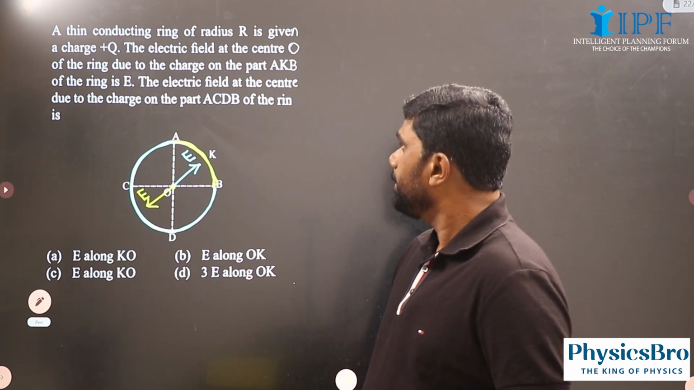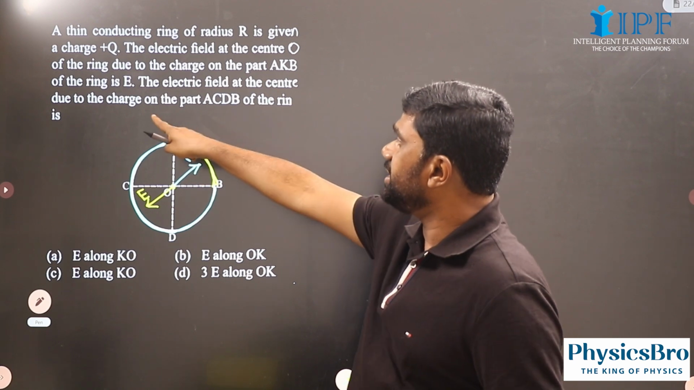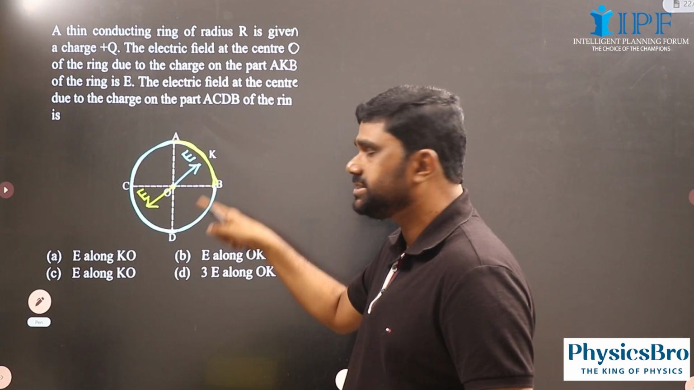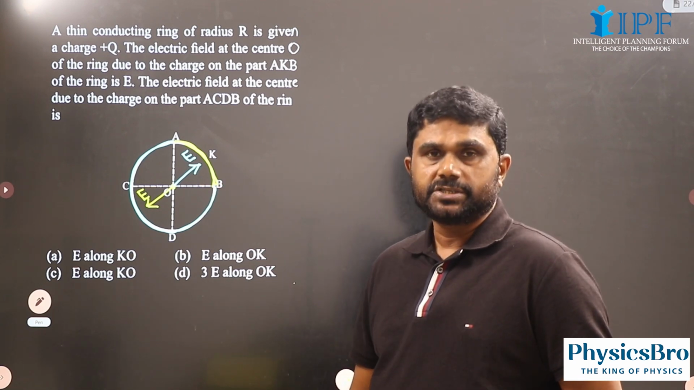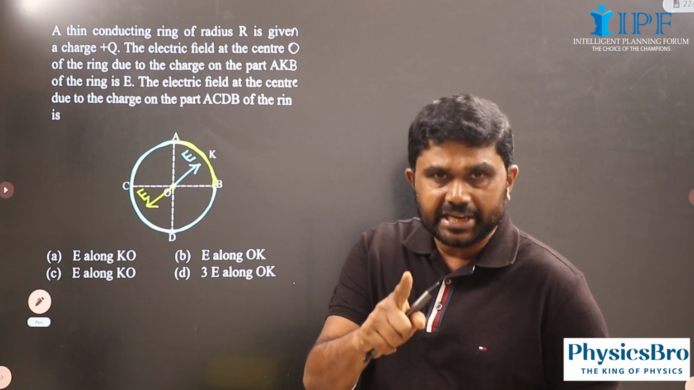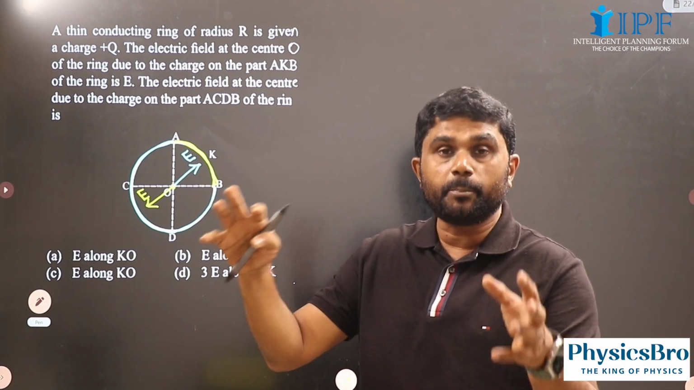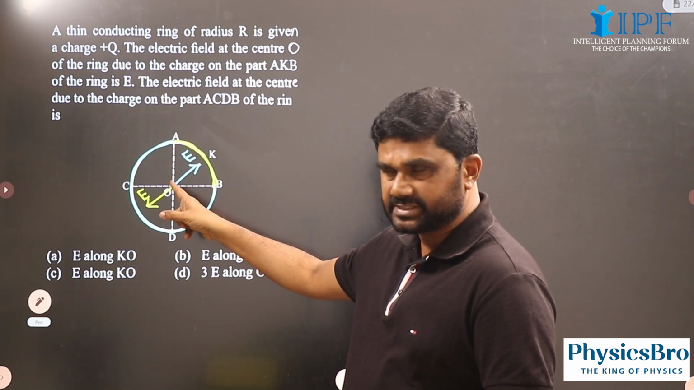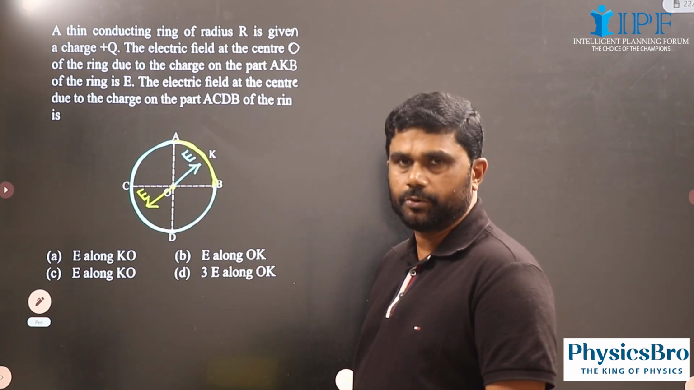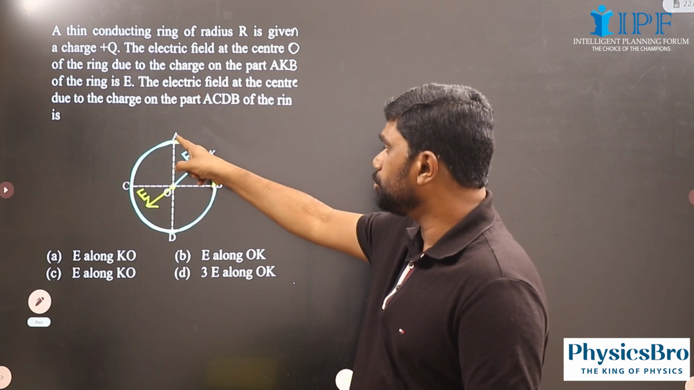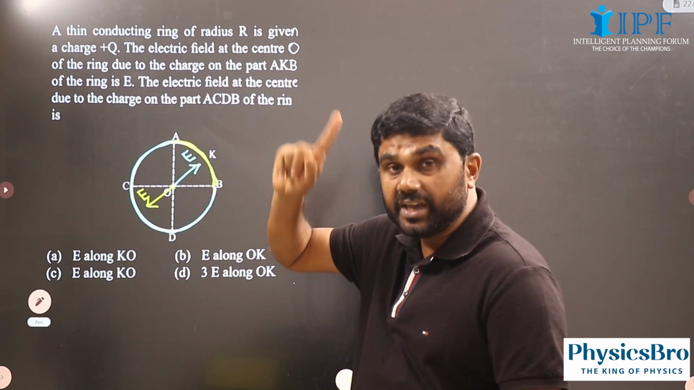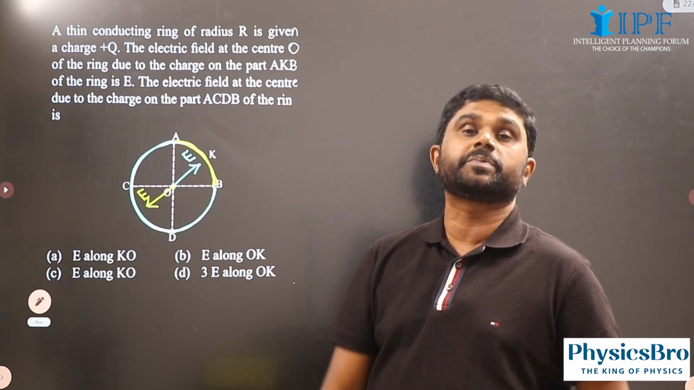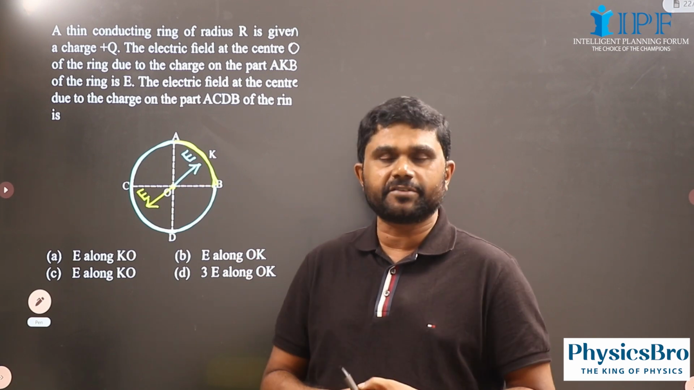Now, the electric field at the center due to the charge on the part ACDB. ACDB means that is the remaining part of the ring. The intensity of electric field at the center of the ring due to the complete ring will be 0. So the resultant intensity of electric field at the center due to the complete ring will be 0. So the field due to this part AKB and the field due to the remaining part ACDB will be equal in magnitude and opposite in direction.